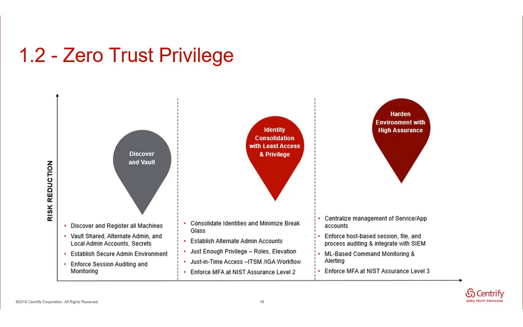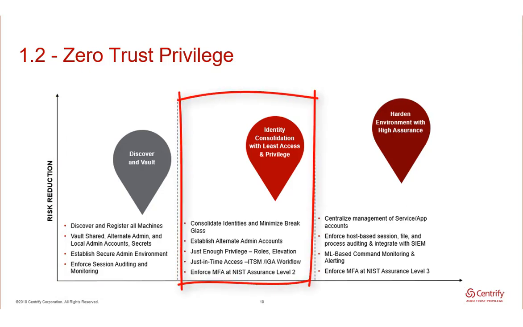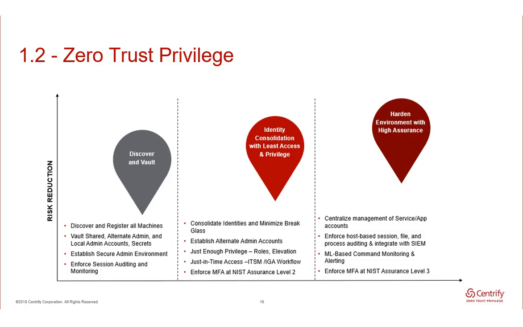Privilege Access Service, the first portion of this course, is going to focus on discovery and vault, being able to vault and manage shared, alternate admin, and local admin accounts as well as secrets. Authentication Service and Privilege Elevation Service will focus primarily on identity consolidation and least access and privilege, where we can establish alternate admin accounts, just enough privilege through roles and elevation, and just-in-time access through workflow.